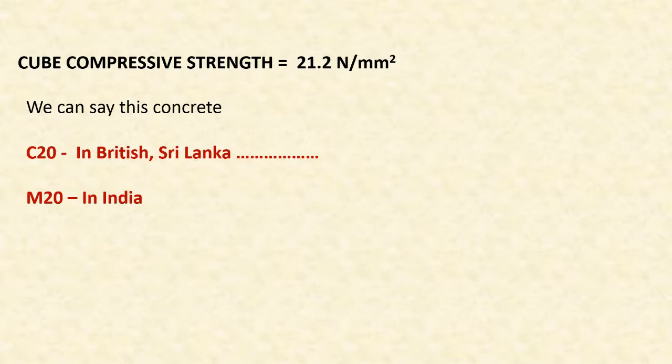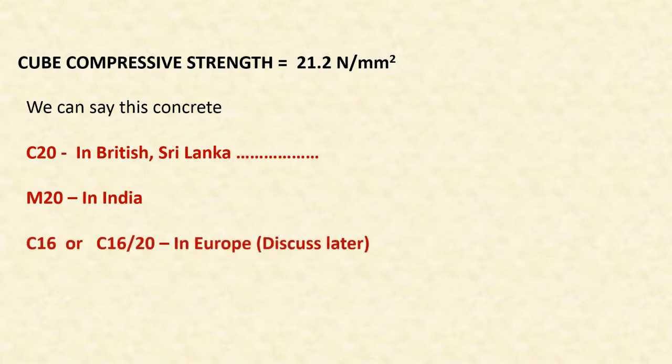In the previous example, we can say this concrete is C20 in Britain, Sri Lanka, etc., M20 in India, or C16/20 in Europe, Y16. Okay, we will discuss that later.